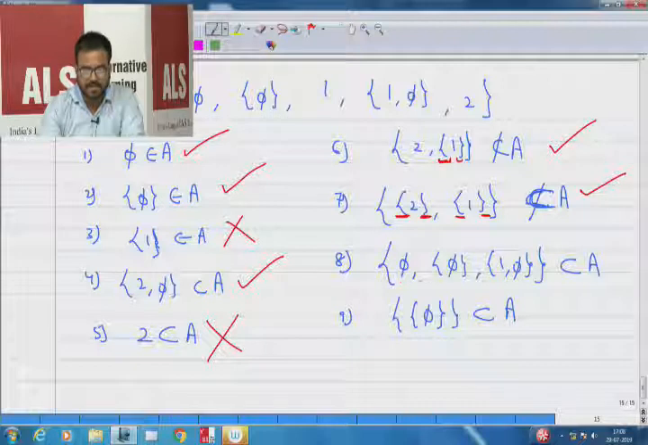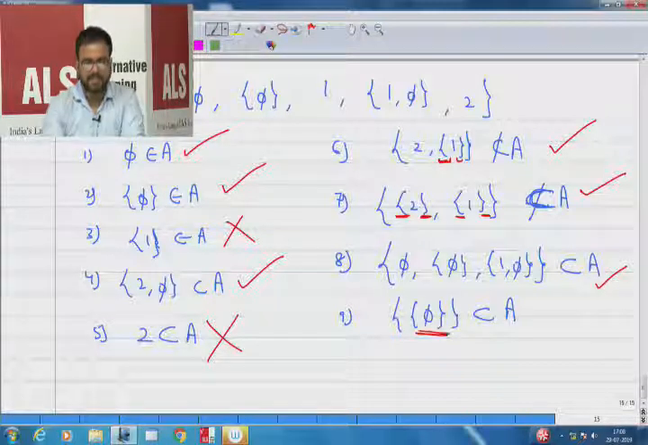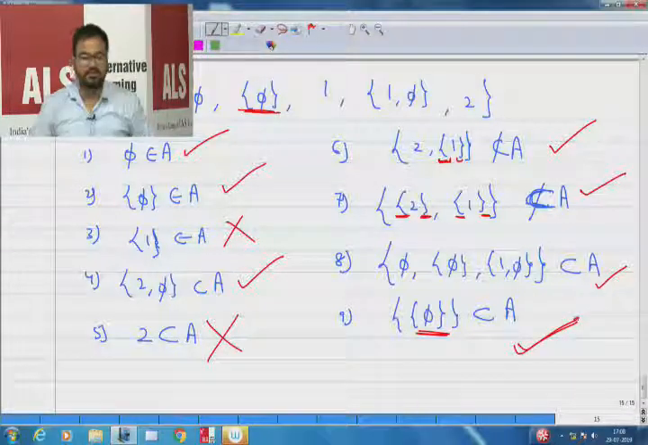Then this is a subset. Phi is present as an element. These braces are present as an element, and this is present as an element. This is also true. And this is a subset. So this element is directly present over here with the braces. So this is a subset. So the last ones, 6, 7, 8, 9 are true.